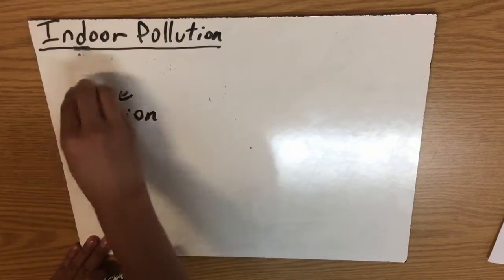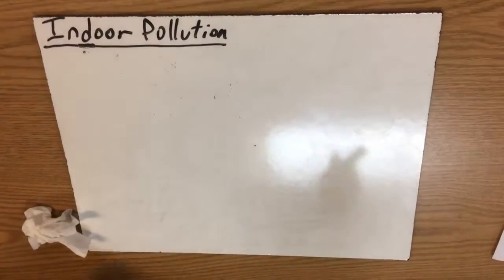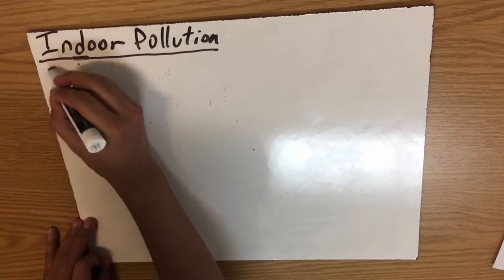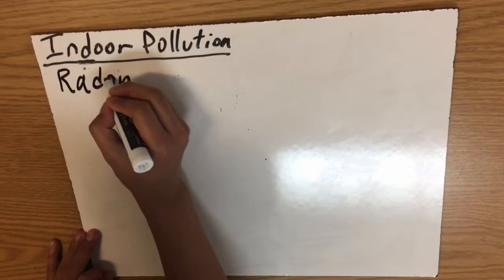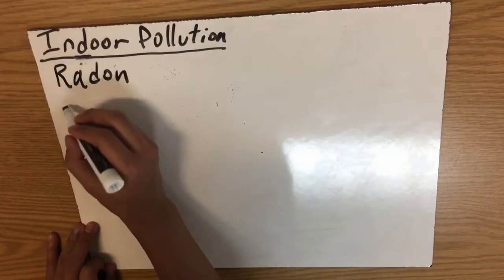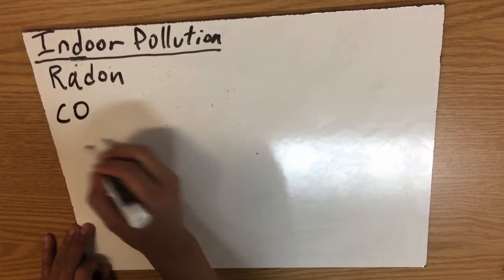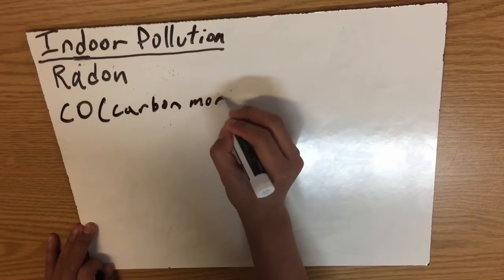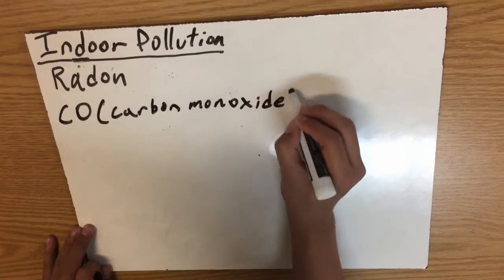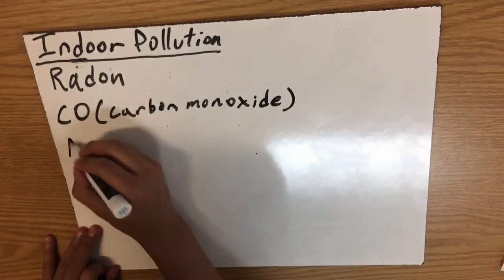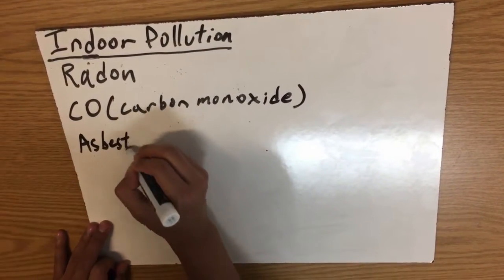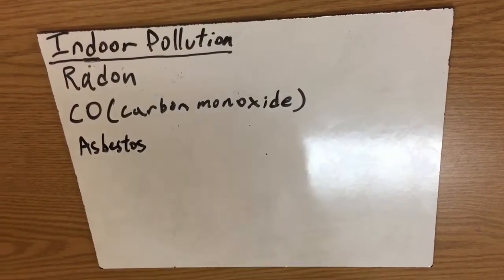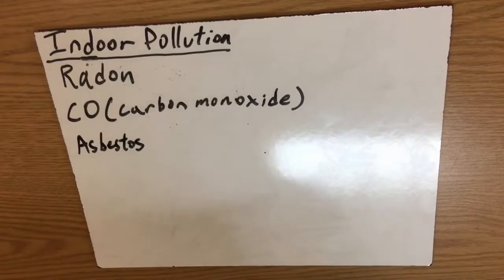So the three major indoor pollutants you're going to find questions about are radon, which is a radioactive gas, carbon monoxide, which is a product of burning inefficiently, and asbestos, which comes from pipe insulation and vinyl sealing in floors. This is mostly in older buildings.